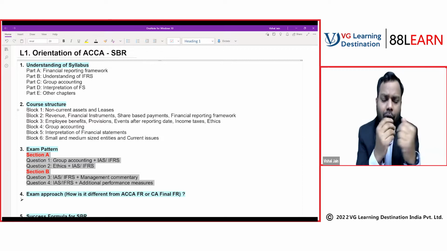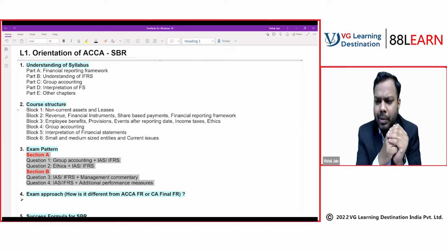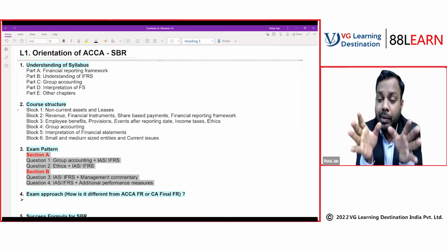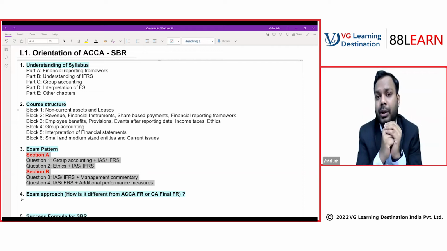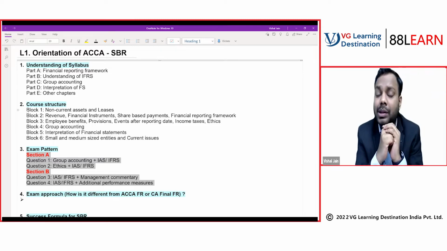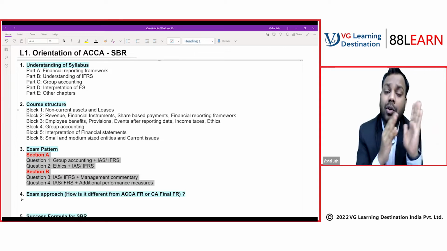Why? Because when you studied group accounting in CA final financial reporting or ACCA skill level, the adjustments were like fair value adjustments, unrealized profit adjustments, dividend adjustments, right? The adjustments were specific to group accounting, but that will not be the case in SBR. It will have adjustments from other standards as well. It will test your applicability of other standards in group accounting.